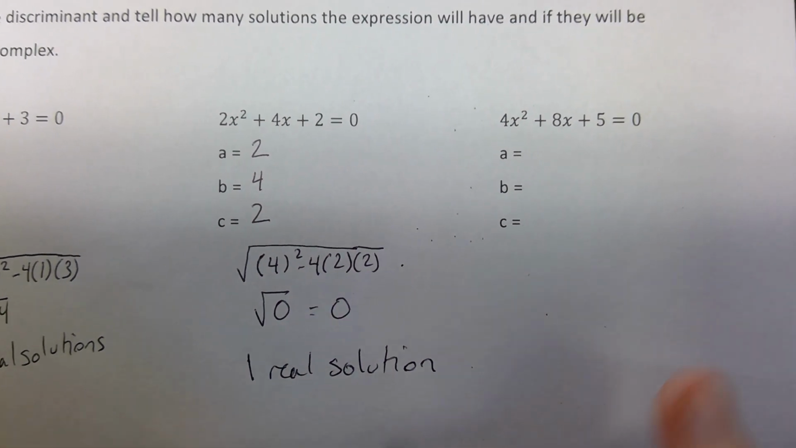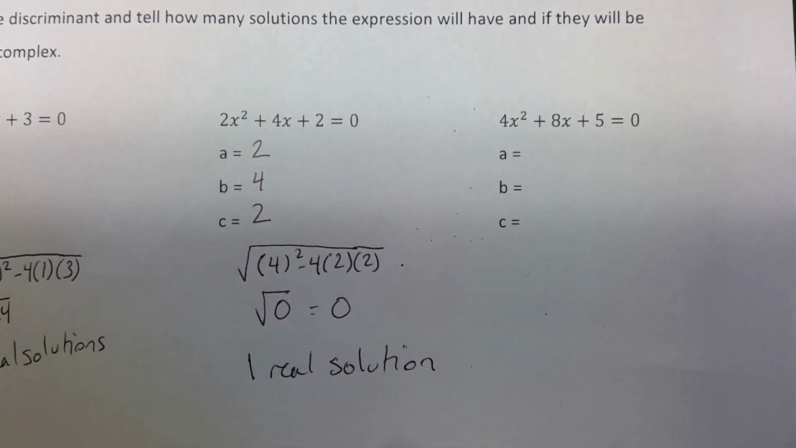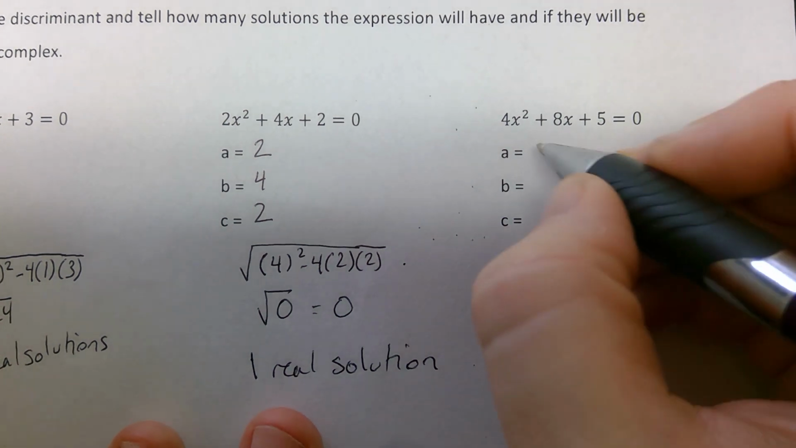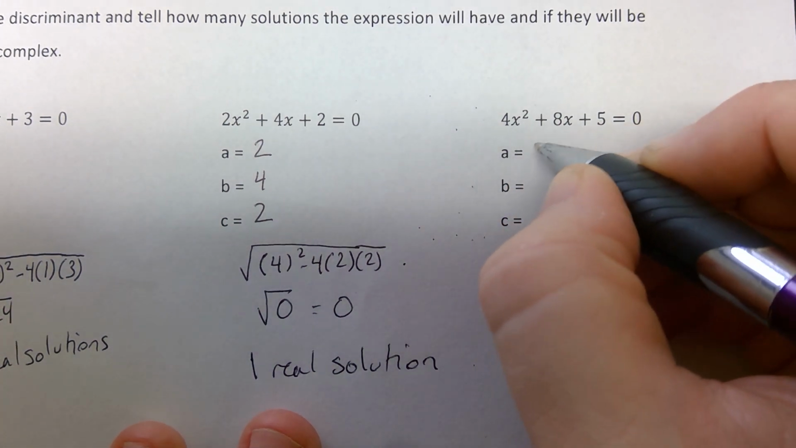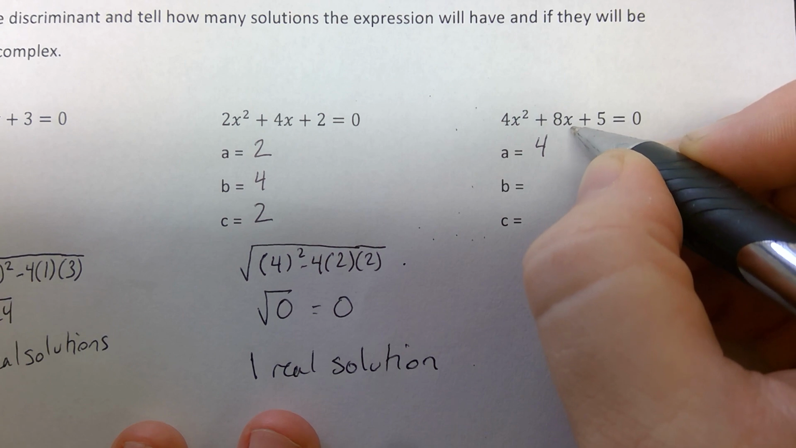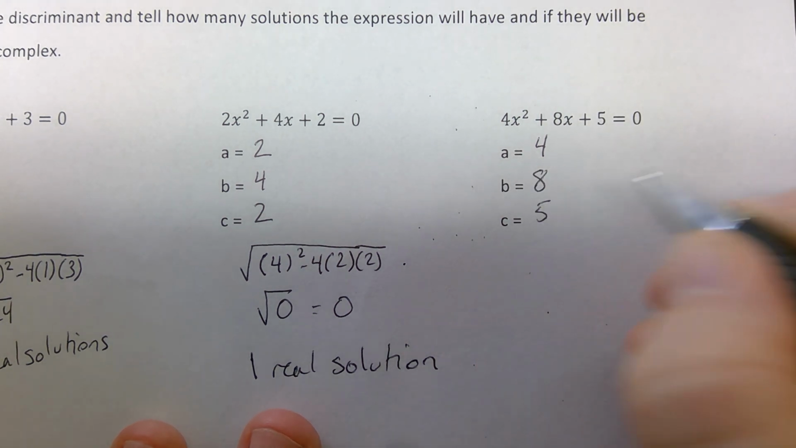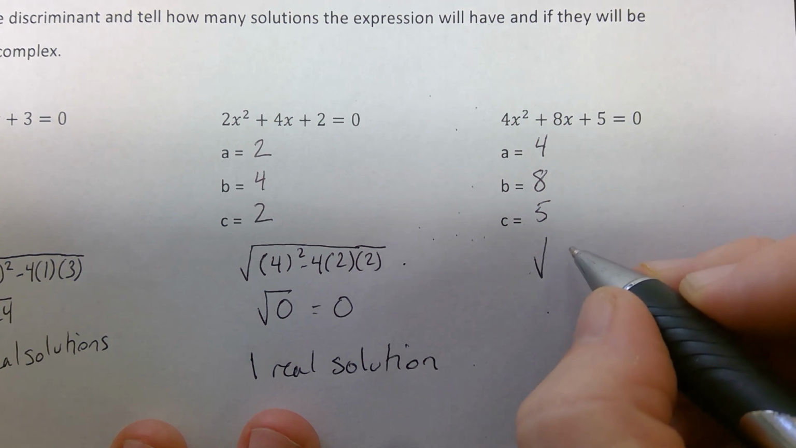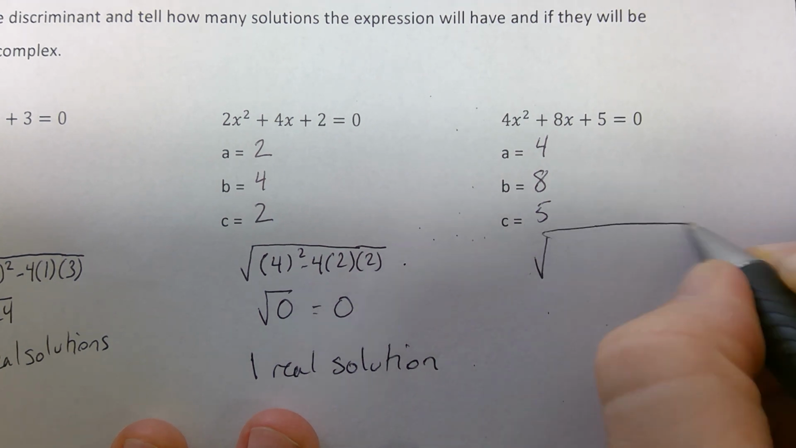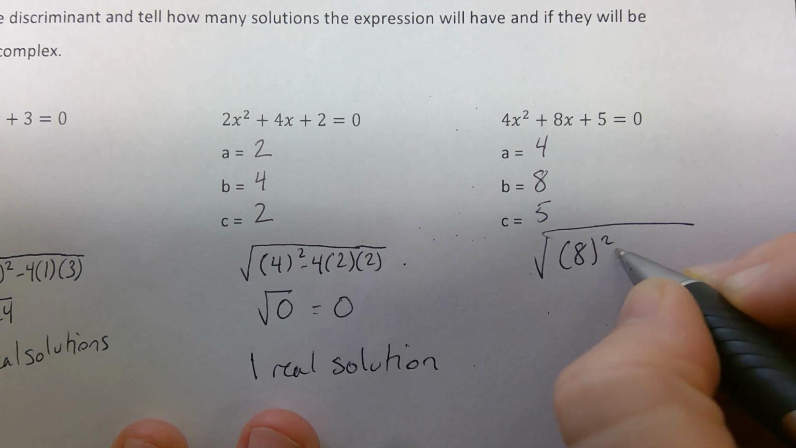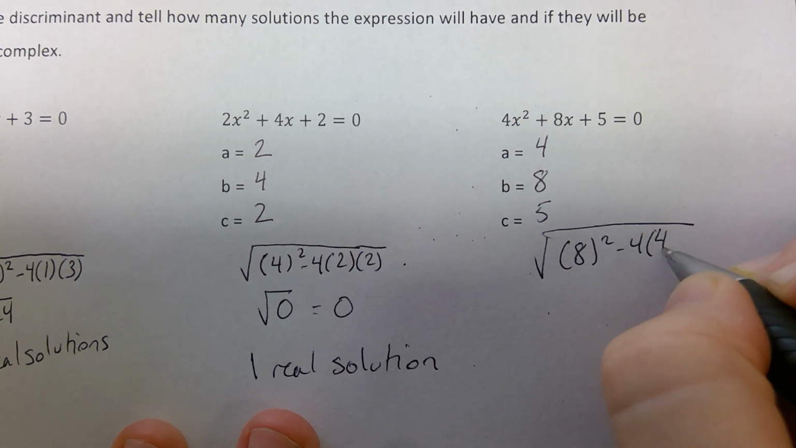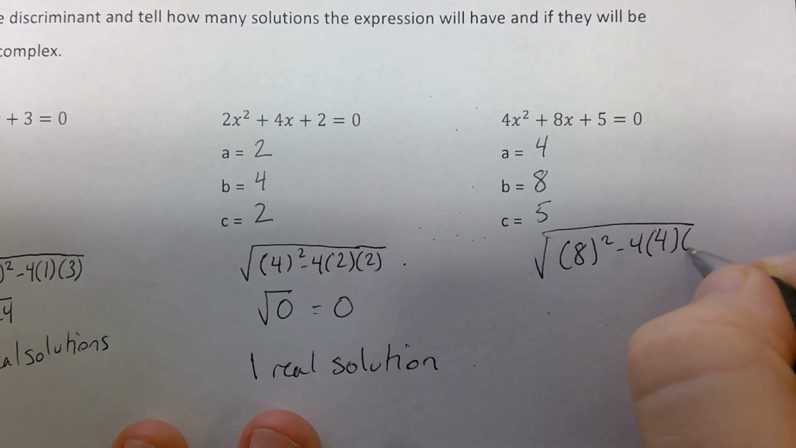And now let's work on our last one here. So we have 4x squared plus 8x plus 5 equals 0. My coefficient of x squared is a, which is 4. In front of x, the b is 8. And the number by itself is just 5. Let's do this here. So we have b squared, so 8 squared minus 4 times 4 times 5.